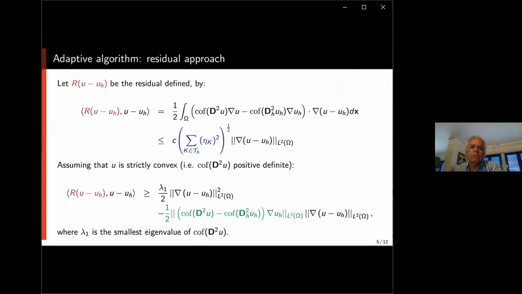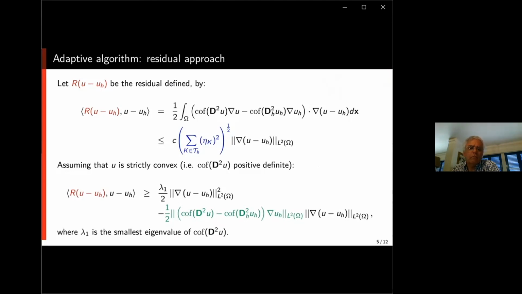The residual here in red will be on one hand bounded from above, very classically, by the estimator in blue times the gradient of the error. On the other hand, we are going to bound this same residual in red from below thanks to the smallest eigenvalue of the cofactor matrix. And here we can see that we have an extra term in green that comes from the approximation of the second derivatives. And that will be more difficult to approximate.